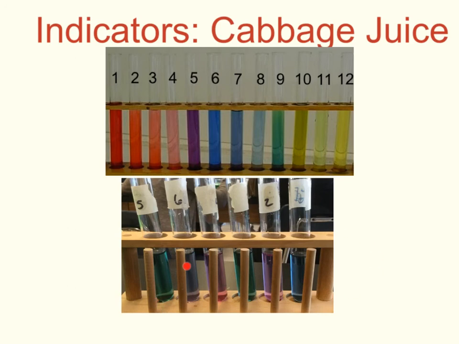So the pH of a substance will change the color of cabbage juice, and whatever color the cabbage juice changes will help you identify the pH of the substance. So for example, this substance on the very right has a bluish color, and I would say that that substance is probably a pH of about 6, whereas this substance here has a pinkish purple color and probably has a pH closer to 4.